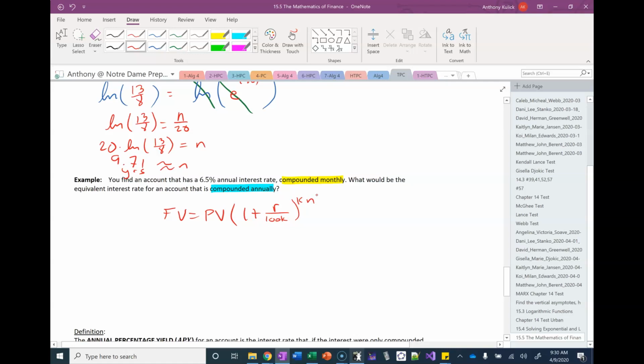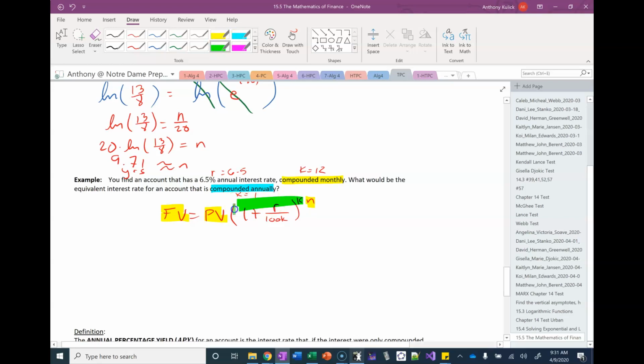And notice that compounded monthly, k is 12, compounded annually, k is 1, and R is 6.5. We know here that we're not given a value for future value, present value, or n. It turns out that none of those are necessary for what we're going to do.